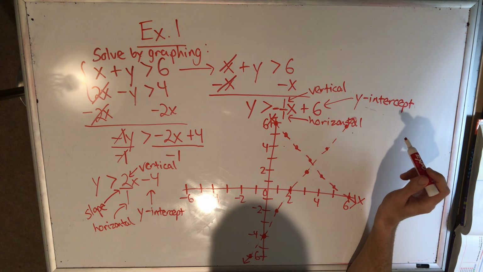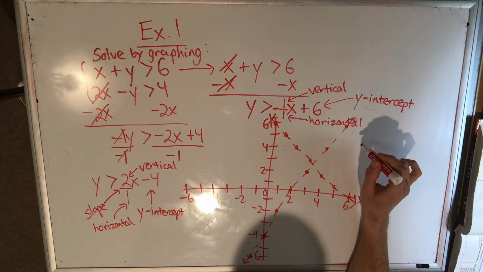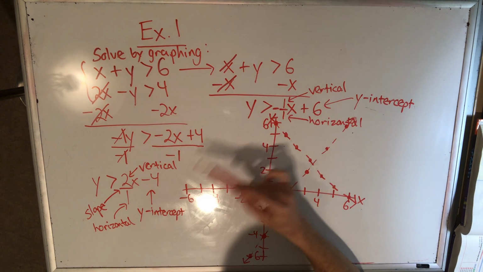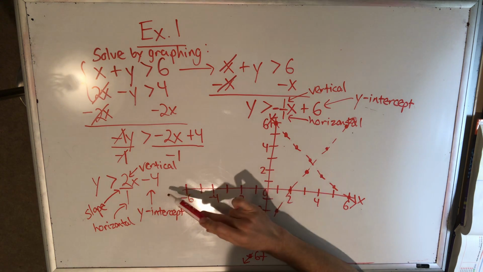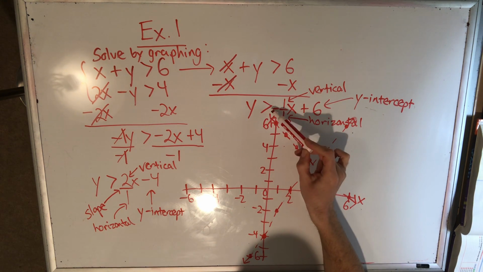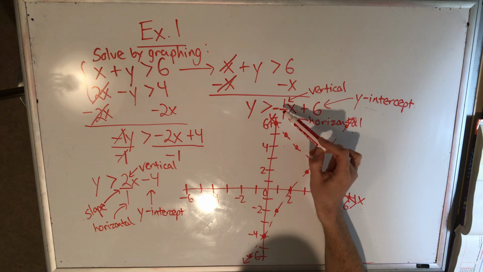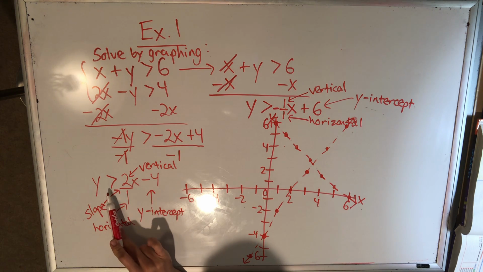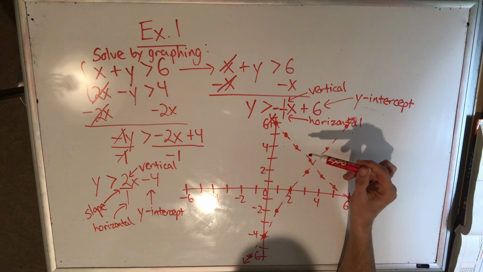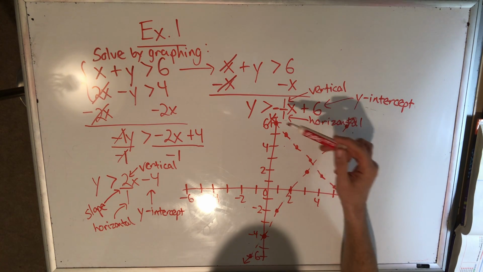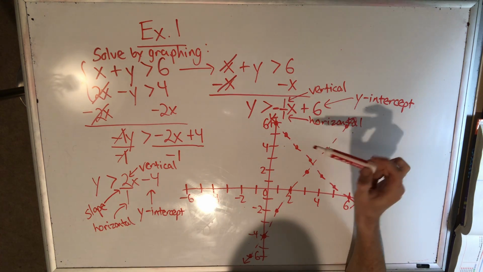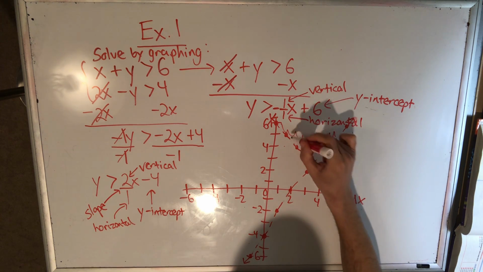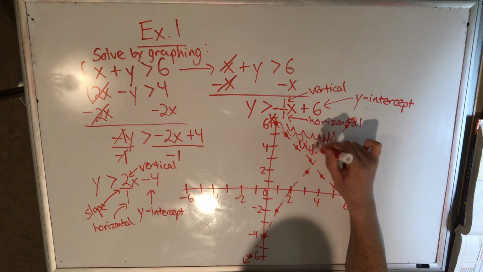So now we need to figure out what region we need to shade. Well, in both inequalities that we got into slope-intercept form, we have y is greater than. Y is greater than negative 1 over 1x plus 6, and y is greater than 2x minus 4. Anytime it's y is greater than, that indicates the region above the line. So it's y is greater than in both situations. So we need to shade this region here because this is the only region that is above both lines.